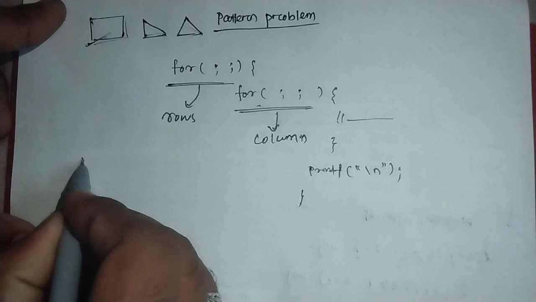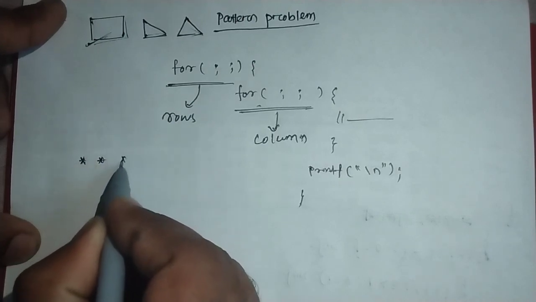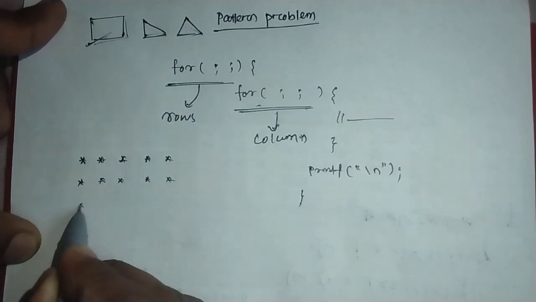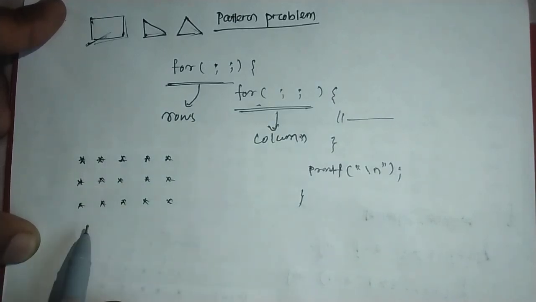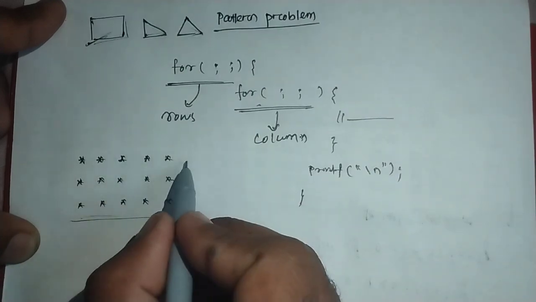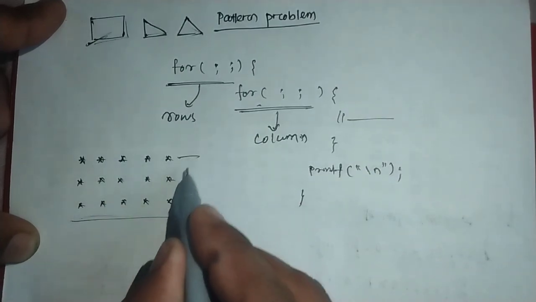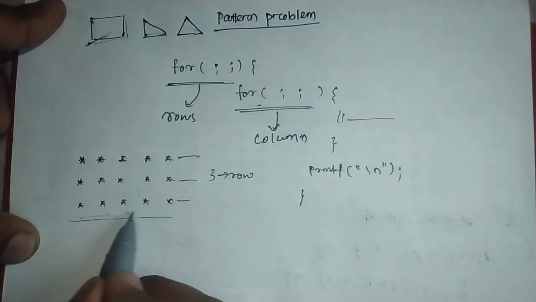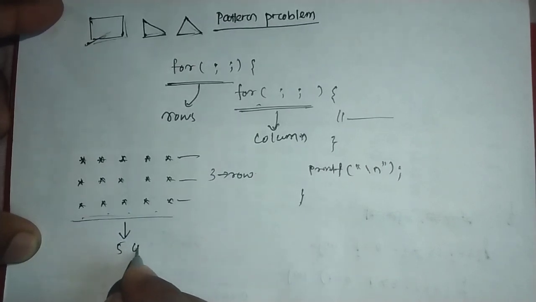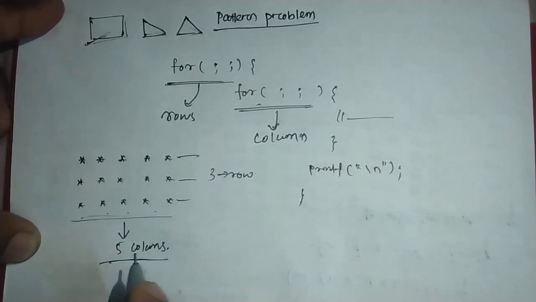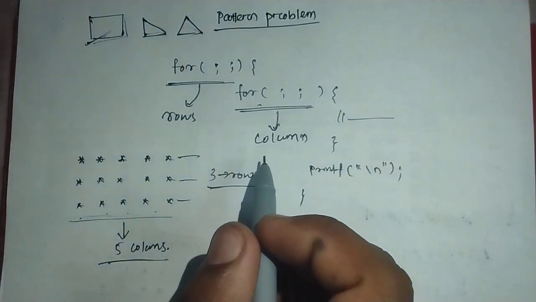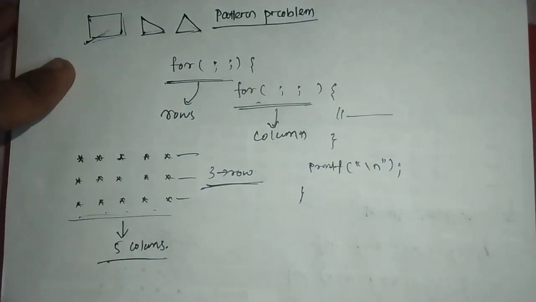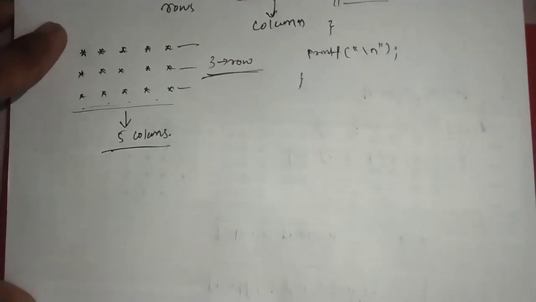Let's print this type of structure. In this structure you are seeing that there are 3 rows and 5 columns. So we have to write a code in which there will be 3 rows and 5 columns. Okay, so let's write its code.